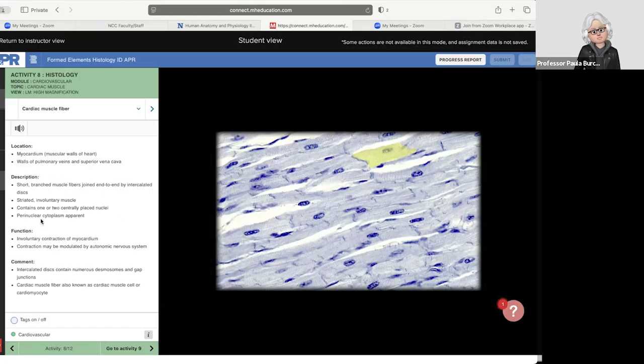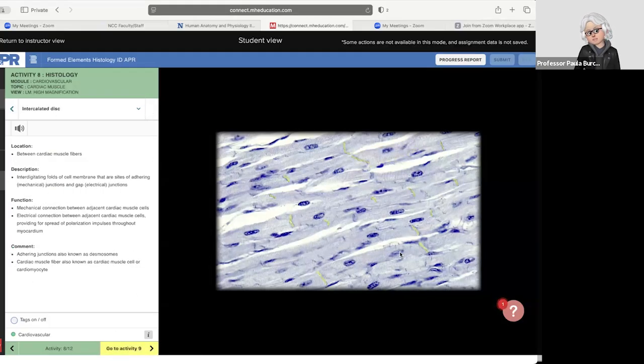So I can go over here and I can read about it. Remember, cardiac muscle is involuntary. So this is going to be found in the myocardium of the heart, which is the muscle of the heart. Let's go to the next one, the intercalated discs. So you can see here they're highlighted, and it'll give you a little description about them.